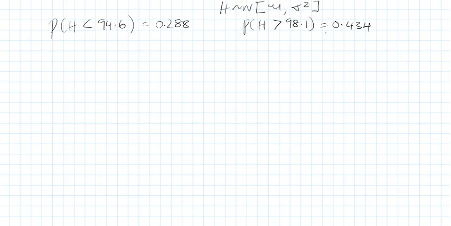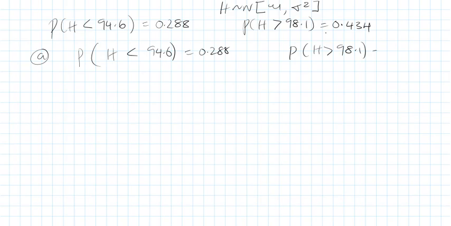Now for part A, it tells you the probability that the height of a randomly selected plant is between two numbers. Sorry, not between, let me correct that. The probability that H is less than 94.6, that's one statement, that's 0.288. The other statement is probability H more than 98.1, that's 0.434. So we have two statements, and we need to find mu and sigma.